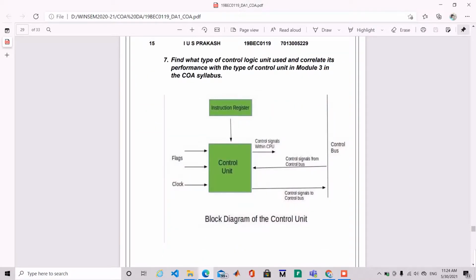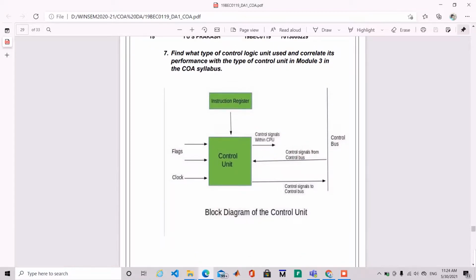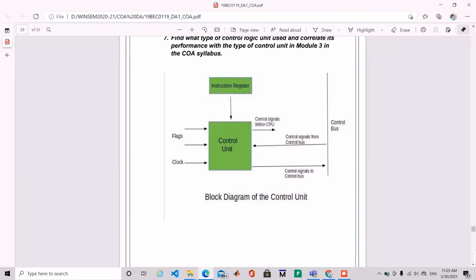And the seventh question is to find the type of control logic unit used and correlate its performance with the type of control unit in module 3 of the COA syllabus. Here is the block diagram of the control unit. The flags and clock are connected to the control unit, and the control unit gives signals within the CPU and control signals to the control bus. Control signals from the control bus also go to the control unit, and an instruction register is connected to the control unit.